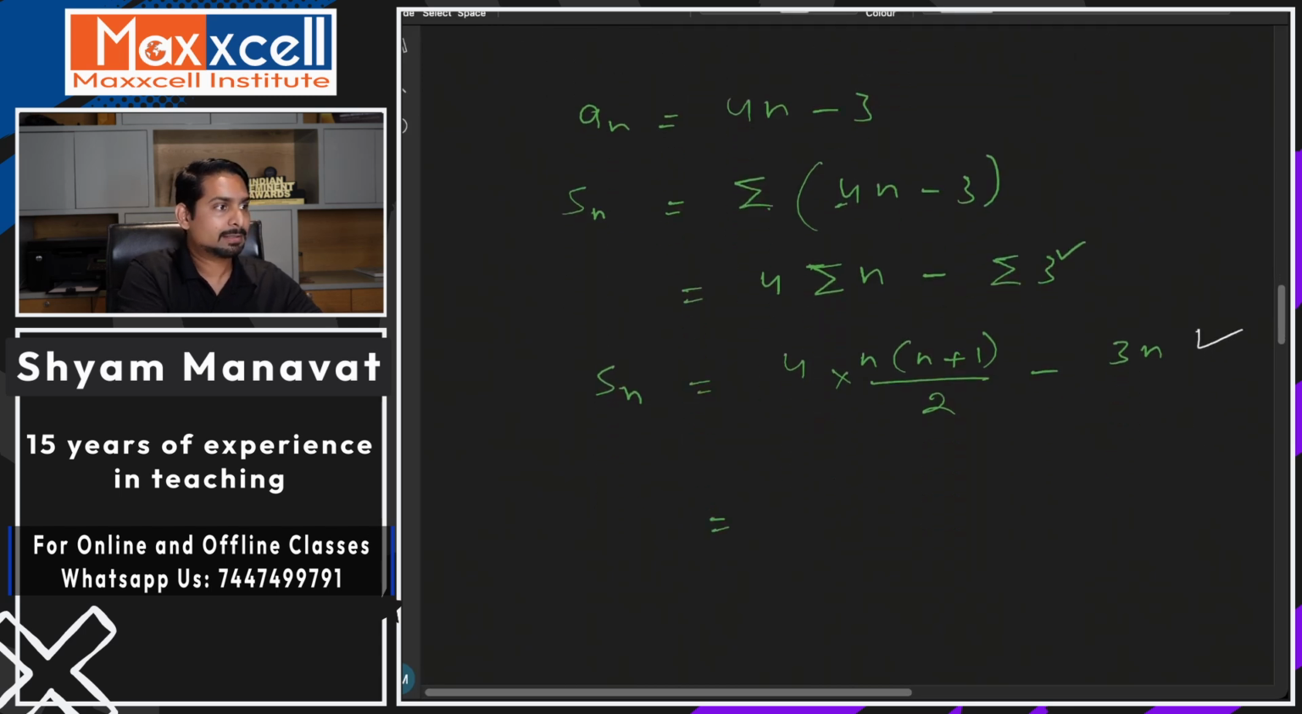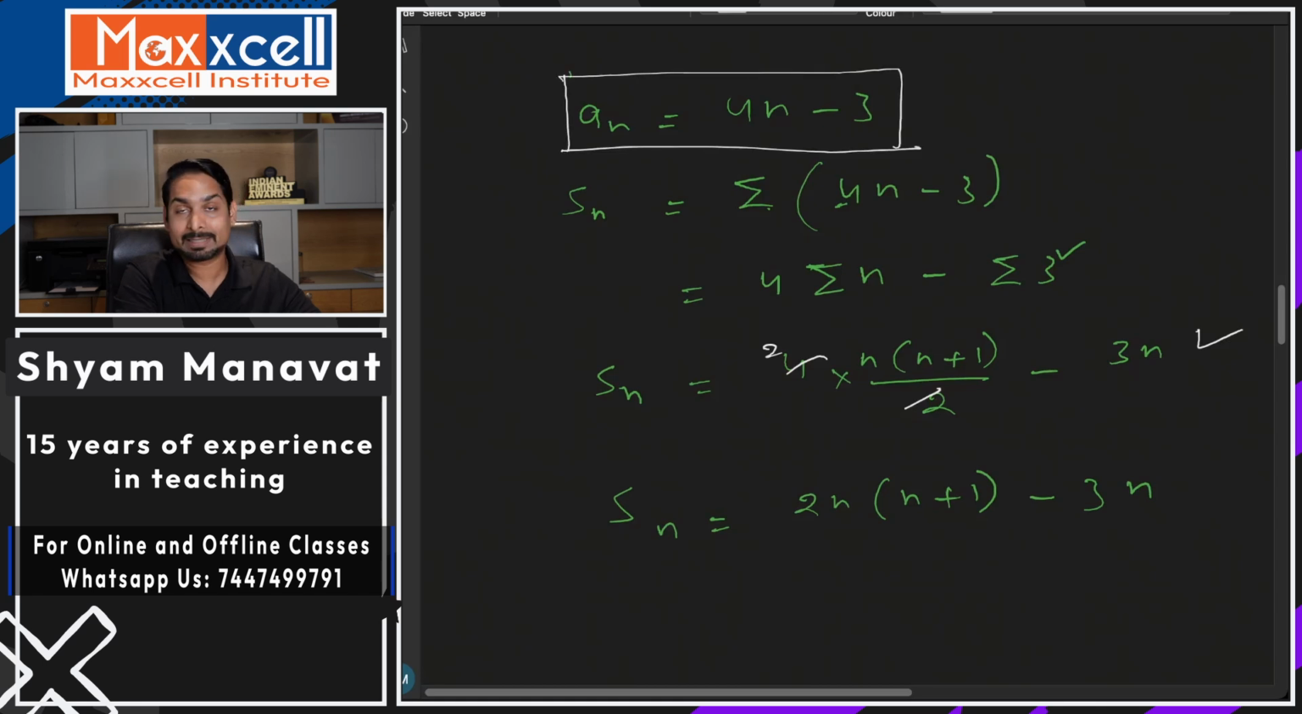Now, after this it is all simplification. If I cancel it, it will be 2. So it is 2n into (n plus 1) minus 3n. This is the sum of n terms when the nth term can be expressed in the form of 4n minus 3.